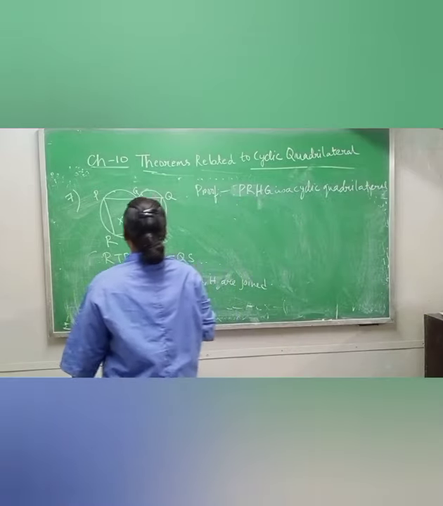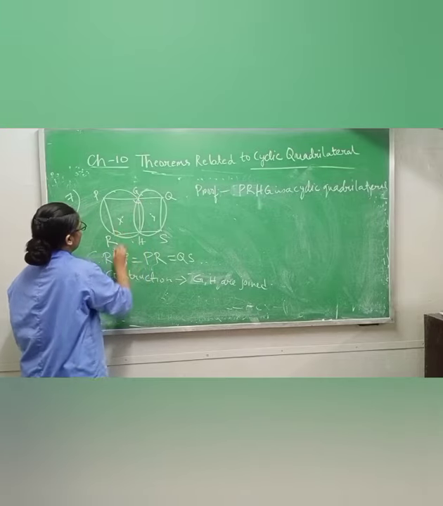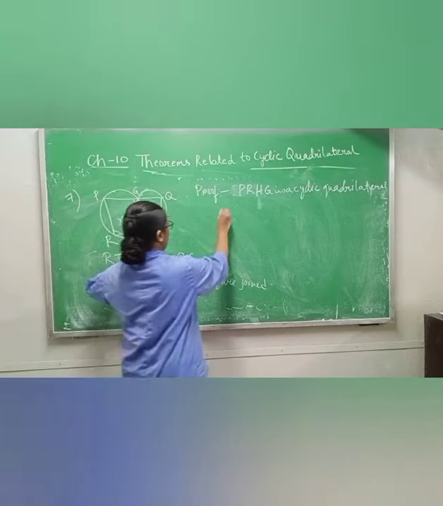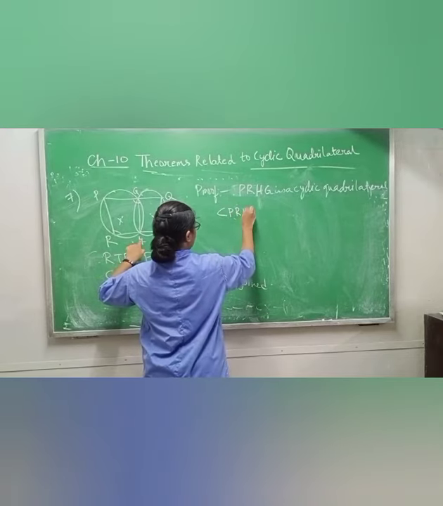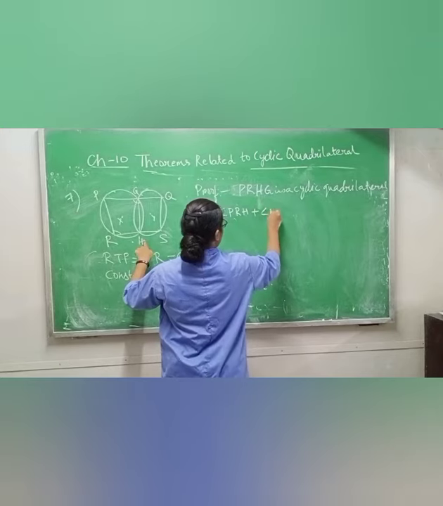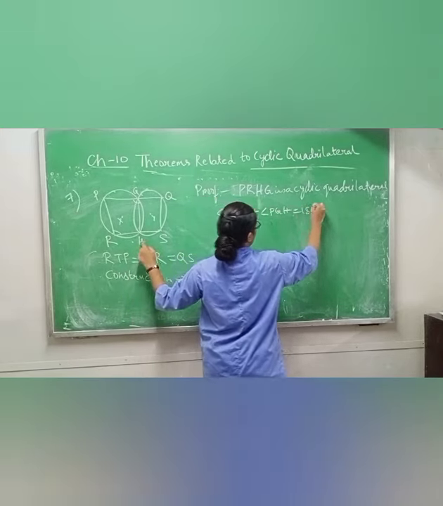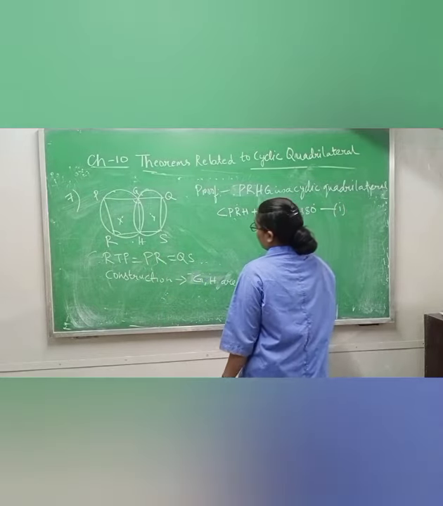Therefore, opposite angles will be 180 degrees. So I am taking this one and this one. Therefore, angle PRH plus angle PGH equals 180 degrees. Okay, now same.